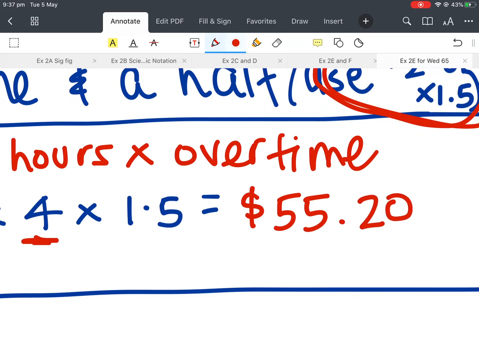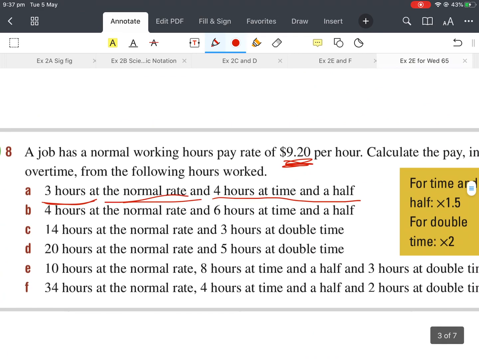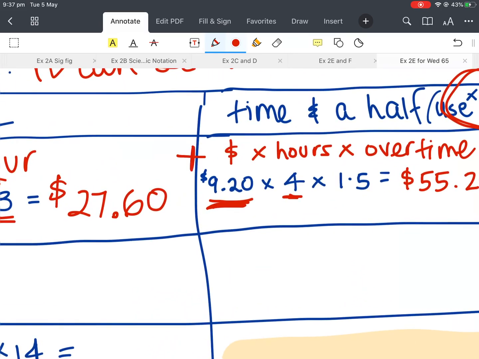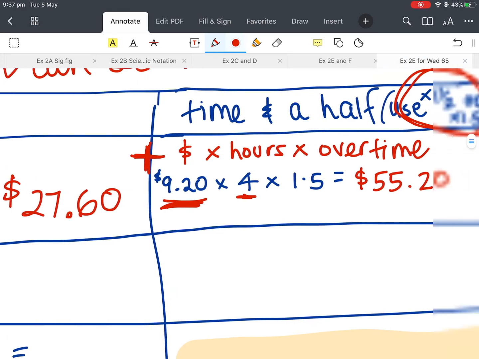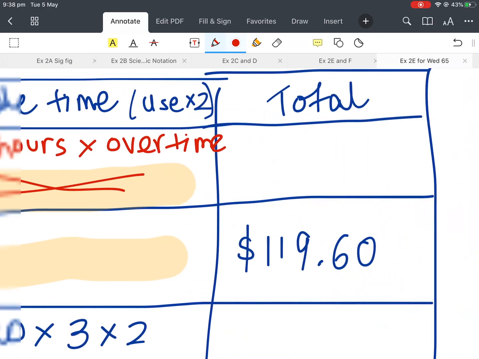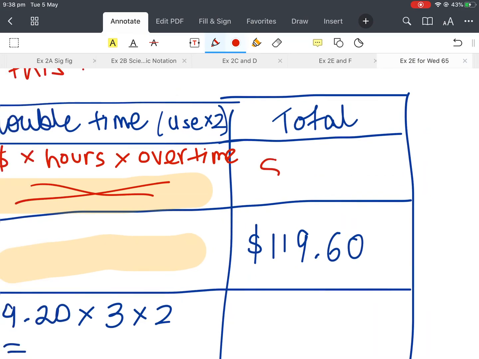I got $55.20. Now notice if I go back to the question, there's nothing there that talks about double time, is there? So I don't have to do this section. That's why it's all yellowed out. So what you have to do now is add those 2 sections together. On your calculator, can you do 27.60 plus 55.20? What did you get? Write your answer like this in your book. I got $82.80. Don't forget, put a 0 on the end.